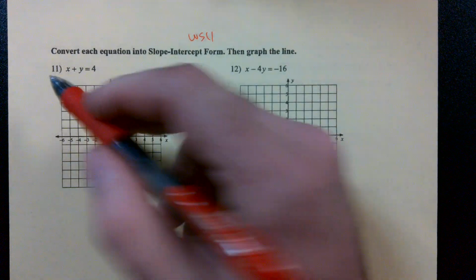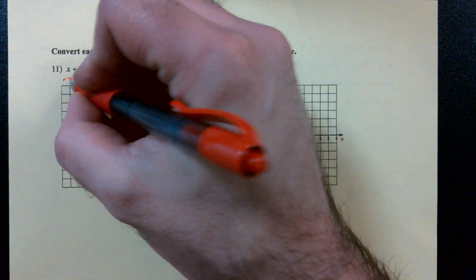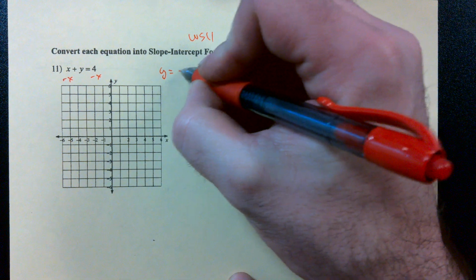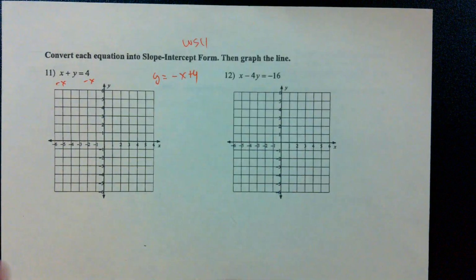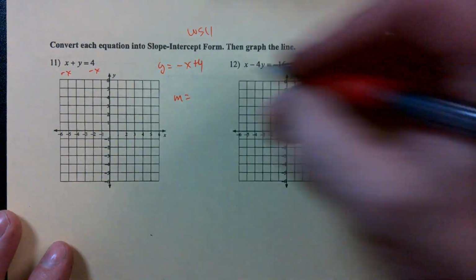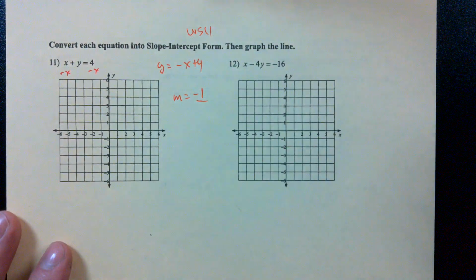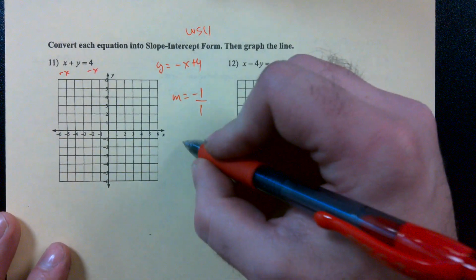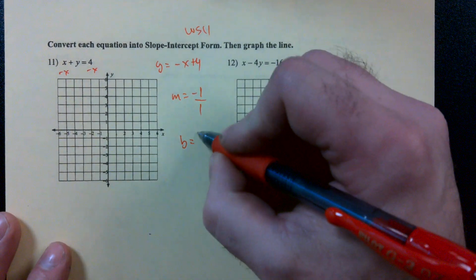11. So number 11, it's real easy to get y all by itself. We're just subtracting x. y is equal to negative x plus 4. Here, what's my m for this equation? Negative 1. How can I turn negative 1 into a fraction? Put it over 1. What's my b value? 4.